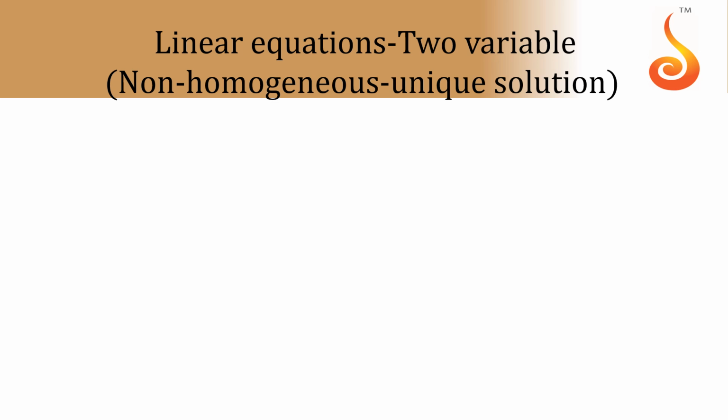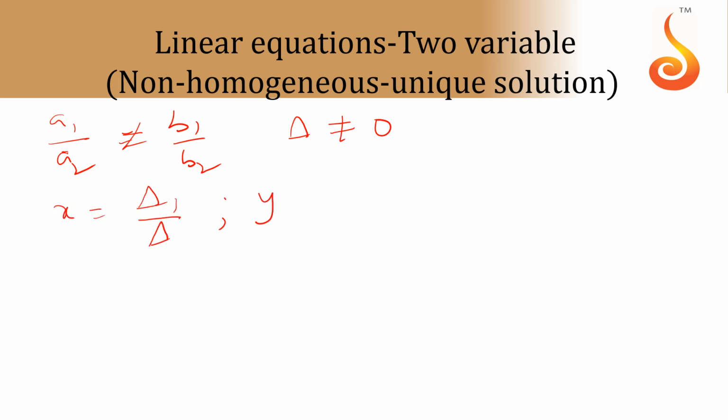Now, when will this two-variable non-homogeneous system have a unique solution? You have two equations, no? If a1 by a2 is not equal to b1 by b2, then you will have a unique solution. Because the slopes are not equal, you can say the determinant, that is delta, is not equal to 0. Whenever delta is not equal to 0, there is a rule called Cramer's rule: x equals delta 1 by delta, y equals delta 2 by delta, which you can use to find the x and y values.